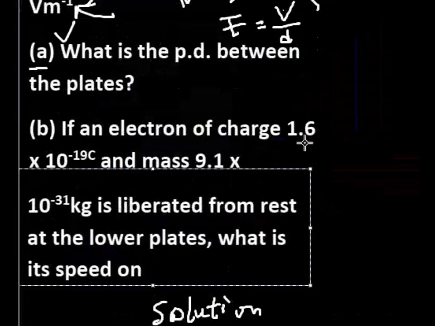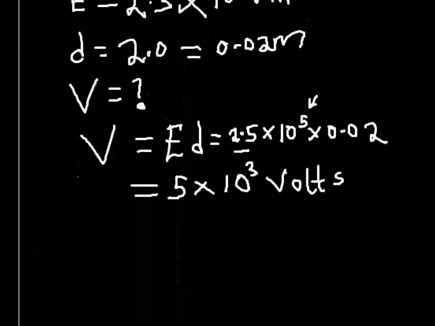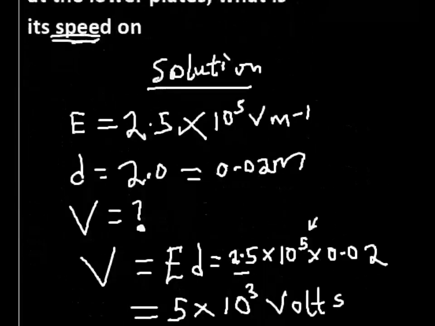Now the B part of this question is that if an electron of charge 1.6 times 10 raised to the power minus 19 coulomb, and mass 9.1 times 10 raised to the power minus 31 kg, is liberated from rest at the lower plate, what is its speed? So we're looking for the speed of the electron. How will I get the speed? That's the question.